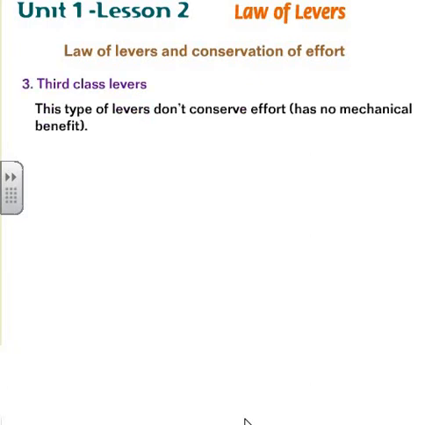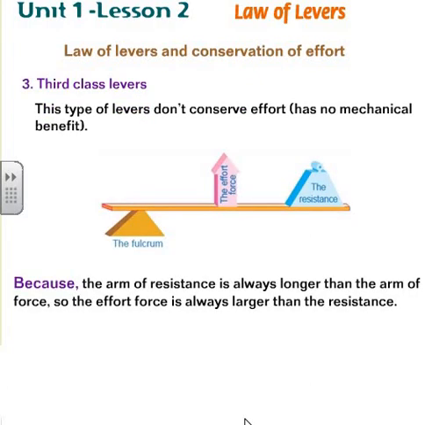The third class lever, in this type of lever, doesn't conserve effort and has no mechanical benefit, but it has many importances. The arm of resistance is longer than the arm of force, so the effort force is larger than the resistance. It has no mechanical benefit. It doesn't conserve the effort.